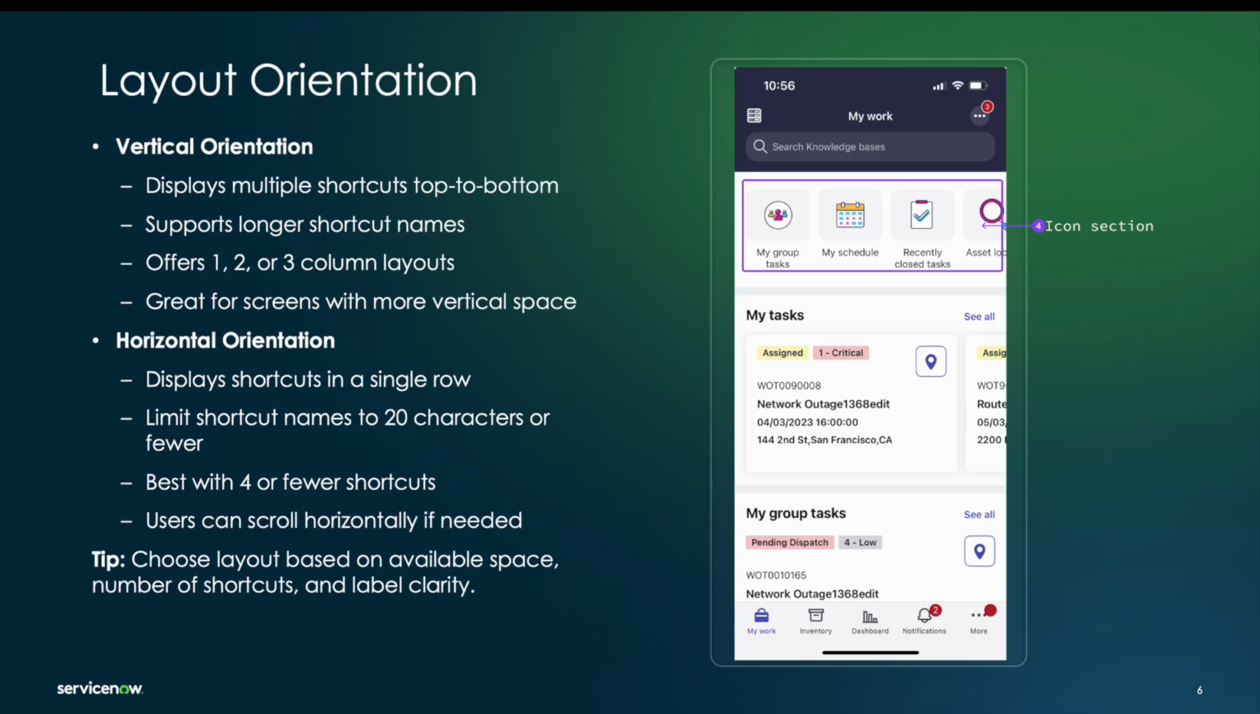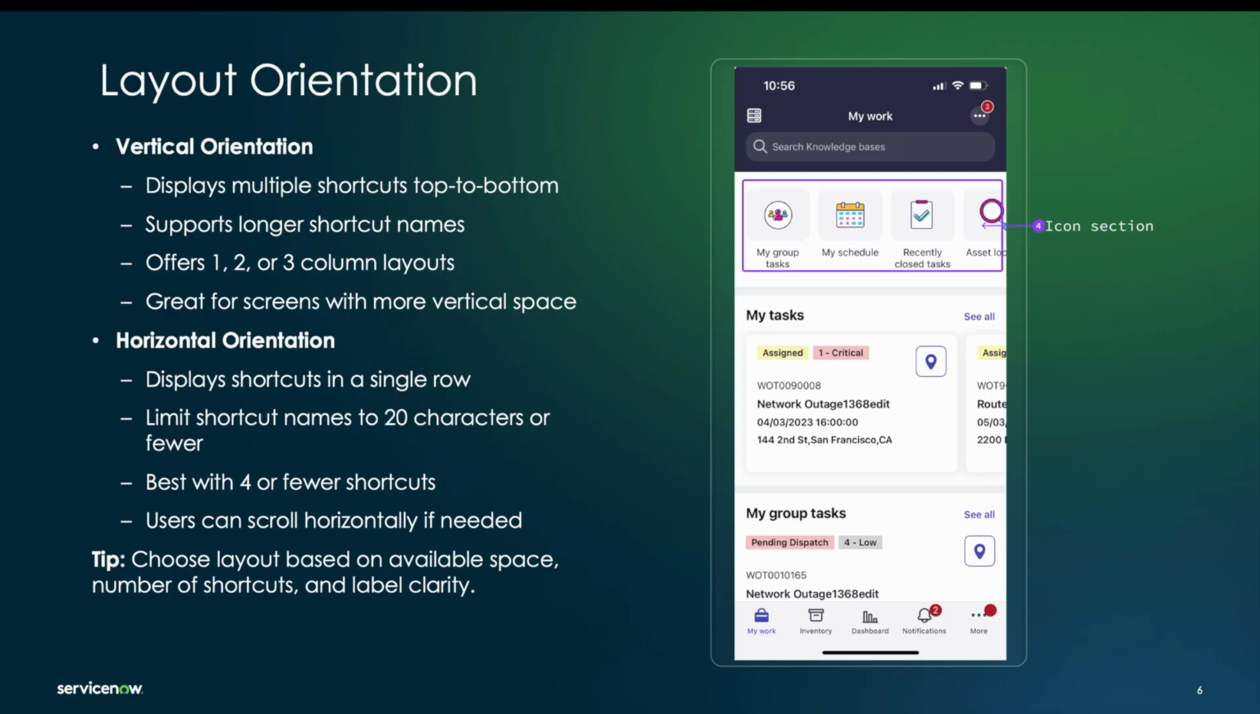Icon sections support 2 layout orientations, vertical and horizontal, each with different strengths. Use the vertical orientation when you want to stack shortcuts top to bottom. It allows for longer shortcut names and supports 1, 2, or 3 column layouts. This layout works well when you have more screen height or want to display more actions clearly.